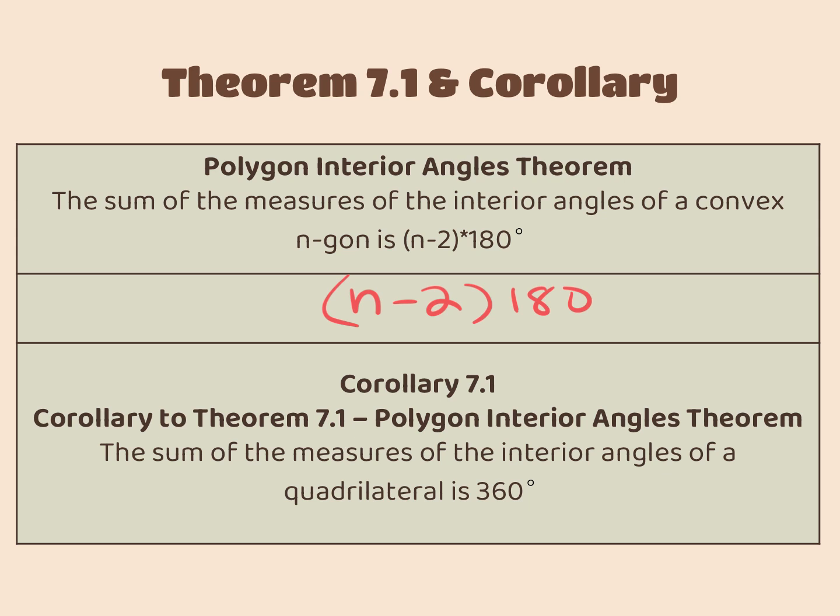Just like we learned the triangle sum theorem, that the sum of the angles in a triangle is 180, now they're giving us a corollary for the quadrilateral. And all quadrilaterals, whether it's a square, a rectangle, or a rhombus, will always add up to be 360. It doesn't matter, as long as it has 4 sides, the sum will always be 360.